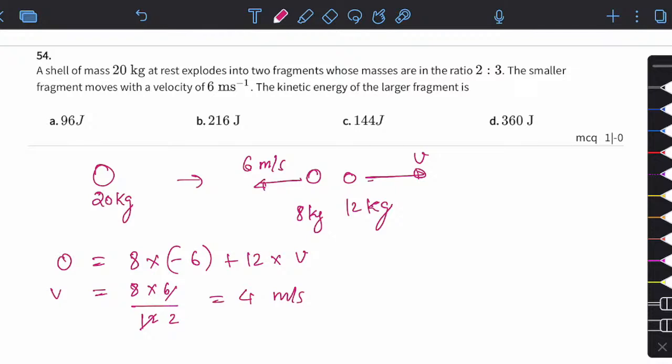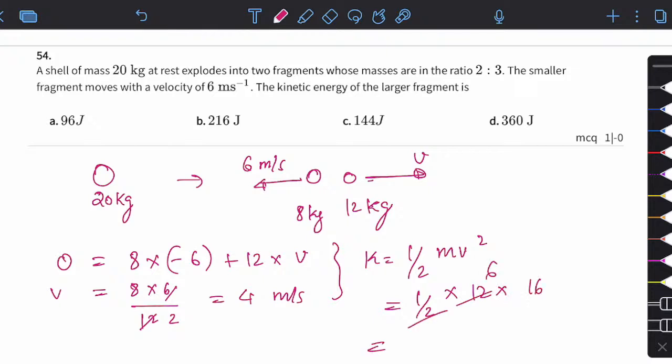And its kinetic energy is half mv squared, so it's half into its mass, 12 kg, into 16, which is 6 into 16, which is 96 joules. The answer is 96.